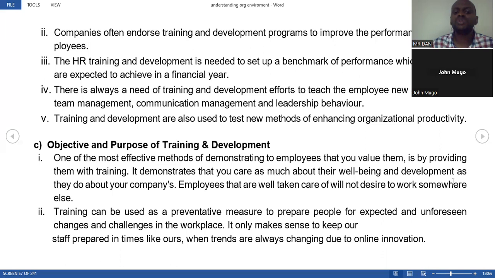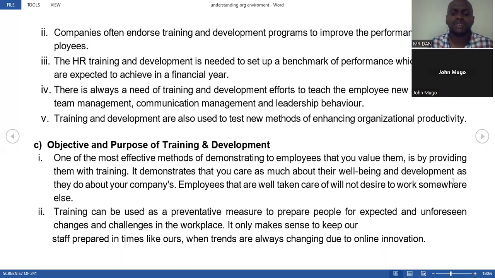Then training and development is also used to test new methods to enhance productivity. So you are going to train yourself, come up with new innovations, come up with new ideas, and these ideas are going to ensure that you become productive in the organization. So what is the purpose of training and development? It demonstrates that you care so much about their well-being and development as a company. It is one of the most effective methods of demonstrating to employees that you value them. So by training and development, it means that the organization values you and wants you to be better and better every day. Then we're also saying training can be used as a preventive measure to prepare people for expected and foreseen changes or challenges in the workplace.